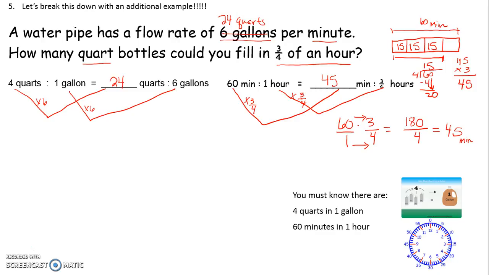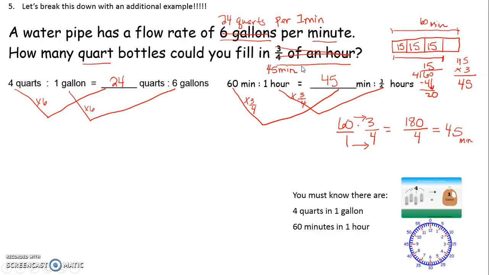So either way, if you're comfortable with your fractions, just go ahead and multiply straight across the top, straight across the bottom, and divide out. If not, go ahead and use a tape diagram. So at this point, we know it's 24 quarts per minute. That means 24 quarts in every 1 minute. And instead of 3/4 of an hour, we want to know how many quart bottles we could fill. We don't want to deal with hours, we want to deal with minutes, so it's in 45 minutes.